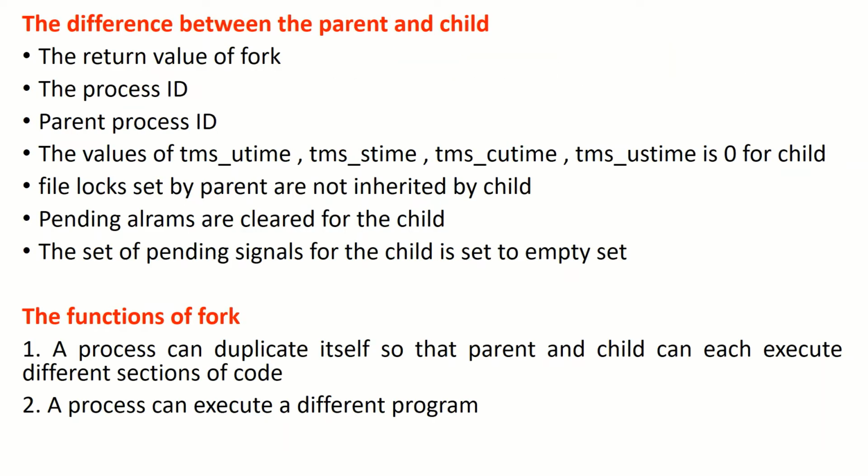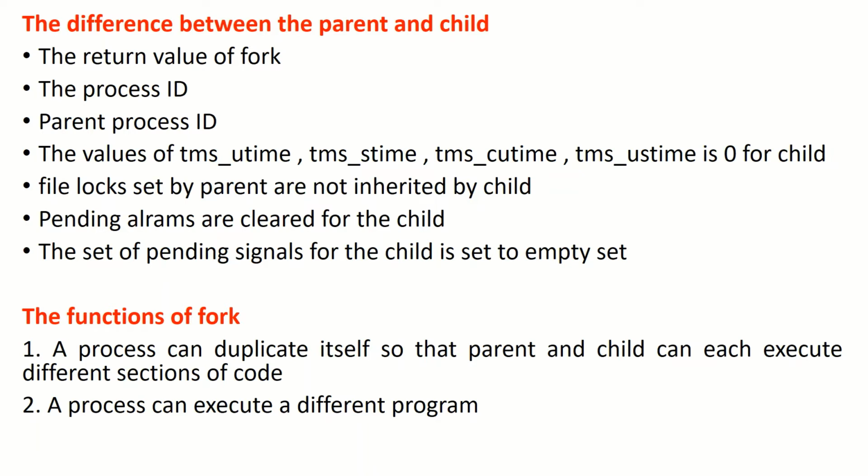Here we discuss the main difference between the child process and the parent process. The return value of fork indicates how the child process starts. When the child process starts, it generates a process ID. Then, to run the child process, the parent process ID is required.